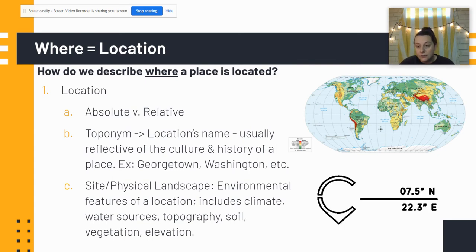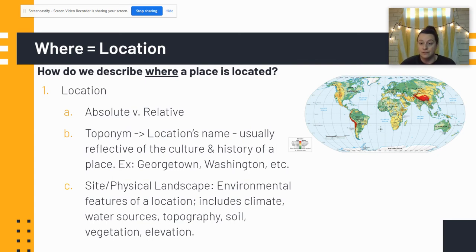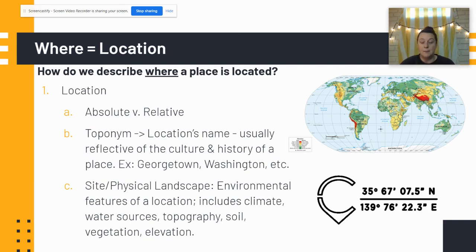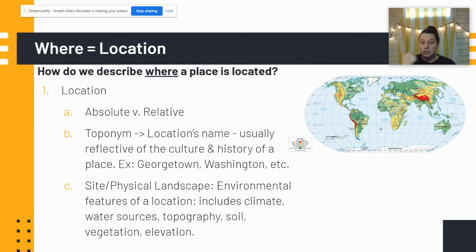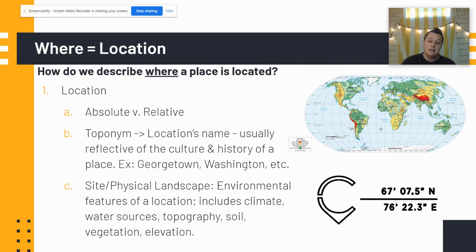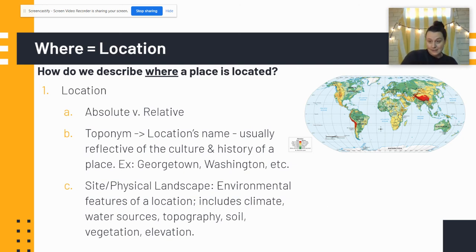Well, what does that reflect, right? That reflects our country's first president. And so toponyms reveal things about people's religion, their culture, their history, stuff like that. So again, we're asking ourselves, how do we describe where a place is located, right? We can use absolute location, relative location, toponyms, and then finally, site or the physical landscape.